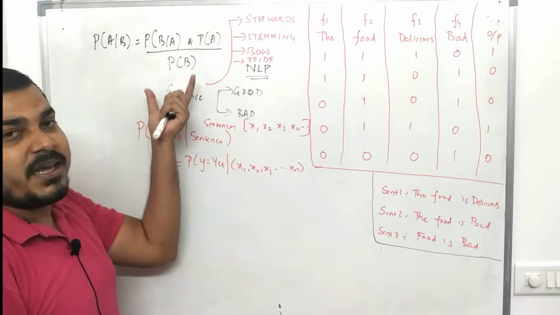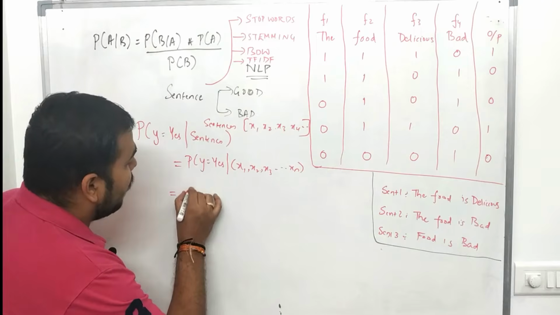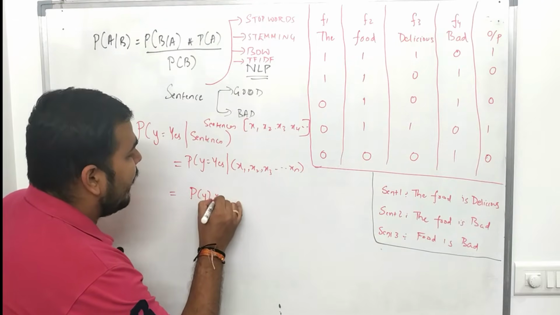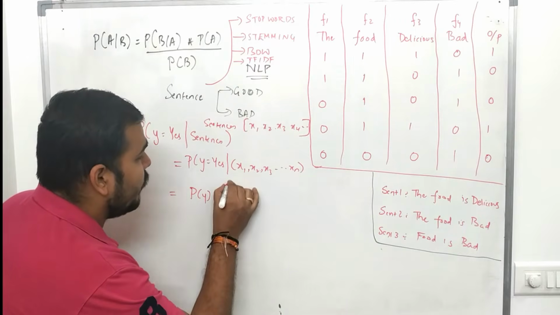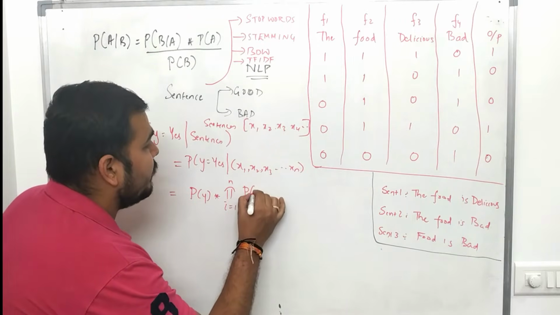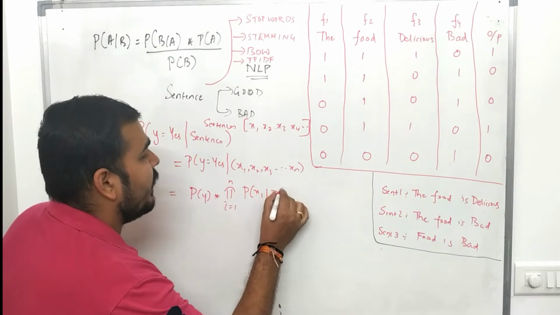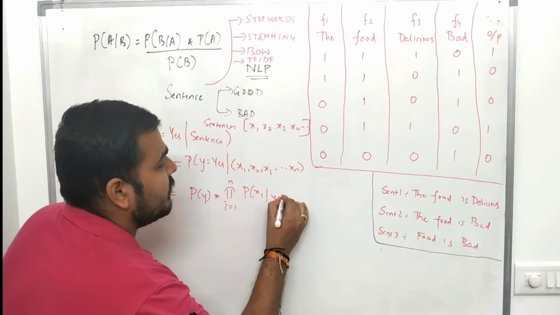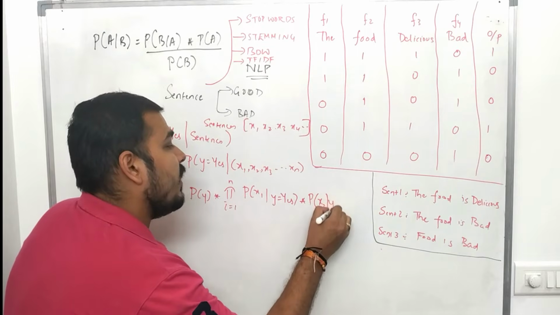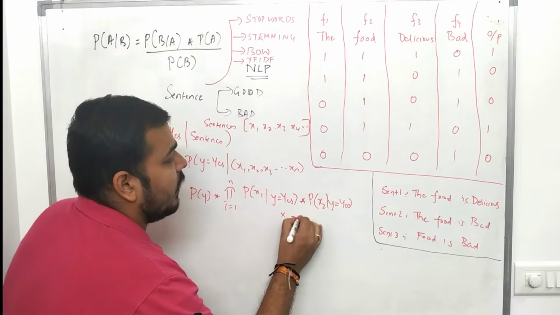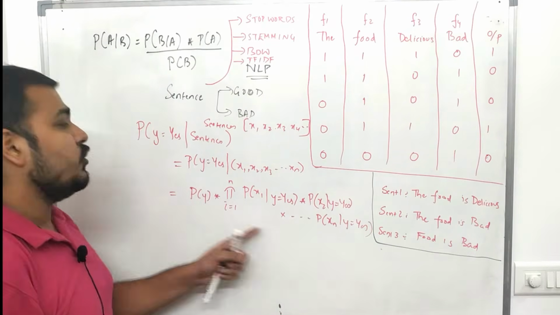Now according to the Bayes theorem, and I discussed it yesterday also, we can write this as the probability of y multiplied by the product from i equal to 1 to n. So I will write it as the probability of x1 given y equal to yes, multiplied by the probability of x2 given y equal to yes, and like this up till the probability of xn given y equal to yes. Like this we can convert it.